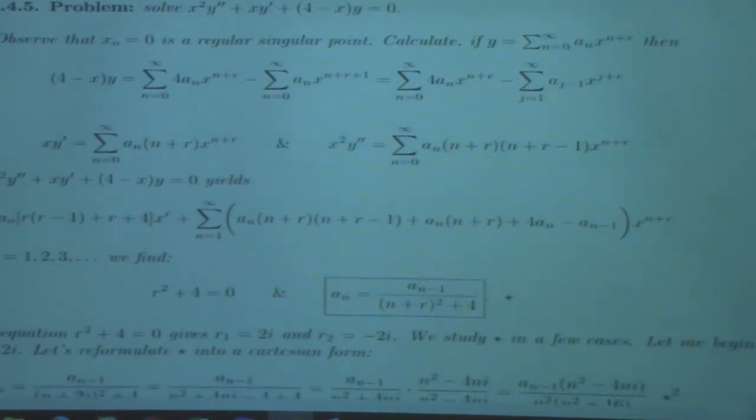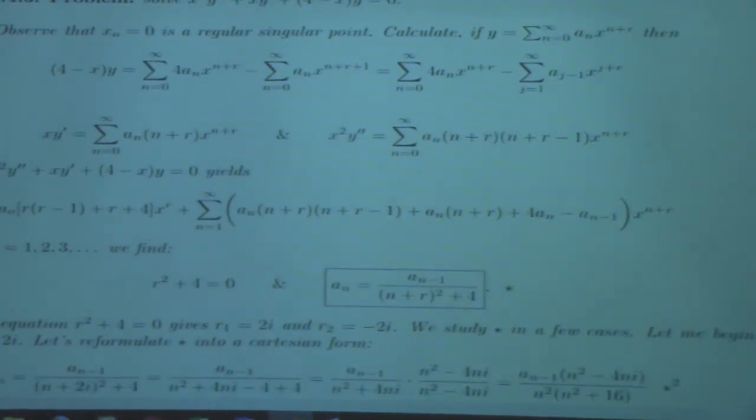Oh, I do have one with imaginary exponents. Woohoo! So here it is. So x equals 0 is a regular singular point. I'm working out what these are in terms of the Frobenius solution. Eventually I get to this. I plug it in, right? Here's my initial equation. It works out to r squared plus 4. So I have indices of plus or minus 2i.